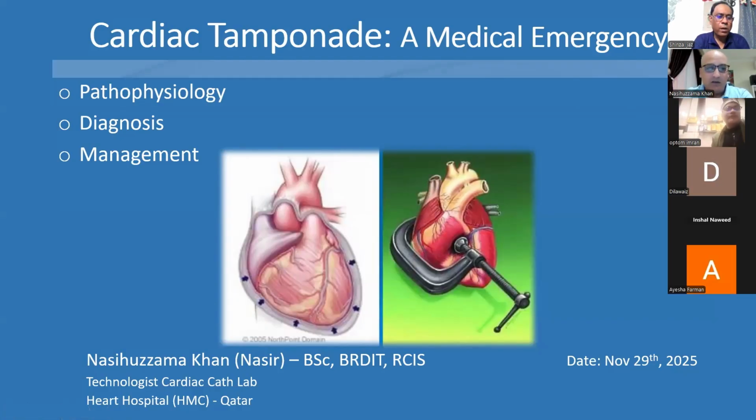So myself, Masih Uzzama Khan Nasir, technologist cath lab. Today I am going to present a lecture on cardiac tamponade, a medical emergency. And I will try to cover with this presentation its pathophysiology, diagnosis, and its management.